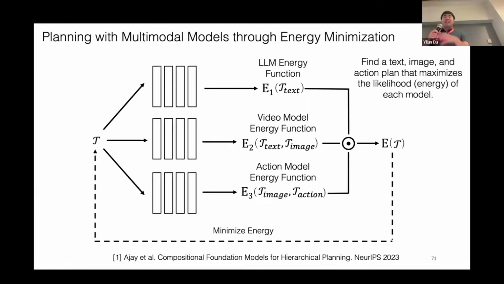And the idea is that trying to find a set of trajectories that optimizes all three of these models corresponds to another energy minimization problem. So you want to find a text plan, image plan, and action plan that jointly minimizes all three of these energy functions based off each model. Here, each energy function is just the likelihood of the corresponding model.